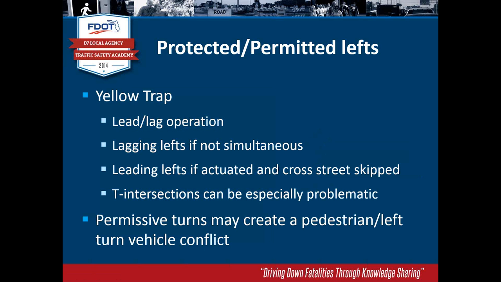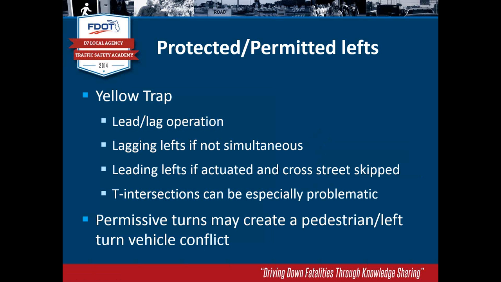If there's no demand on the cross street, you'll go from the Main Street left or the overlap, one of the lefts with the throughs, and then go from the through movement, or one of the lefts with throughs, back to the leading lefts, and the yellow trap can occur there.